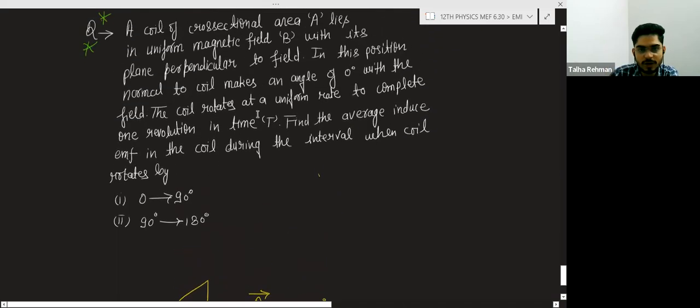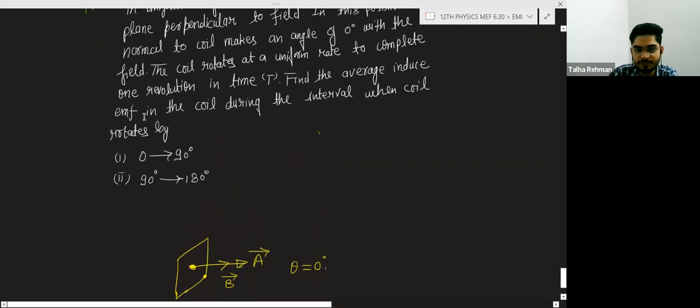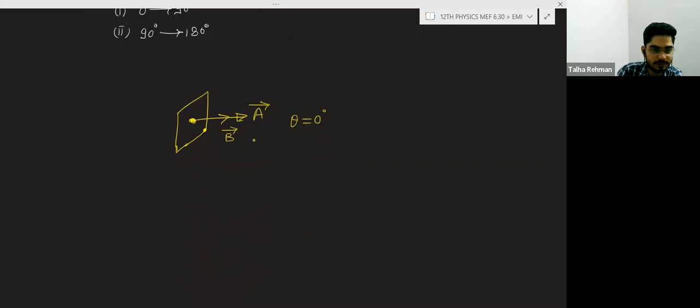So now after that they are saying the coil rotates at a uniform rate to complete one rotation. The coil is rotated through one rotation in time period T. They are saying find the average induced EMF in the coil during the interval when the coil rotates by 0 to 90 degree. So answer first.